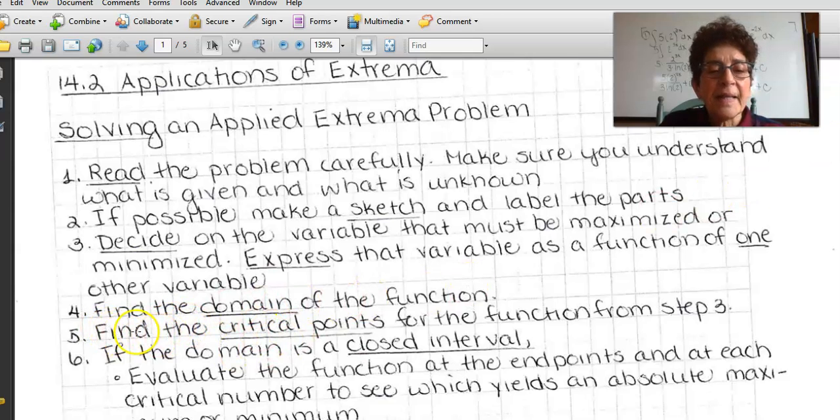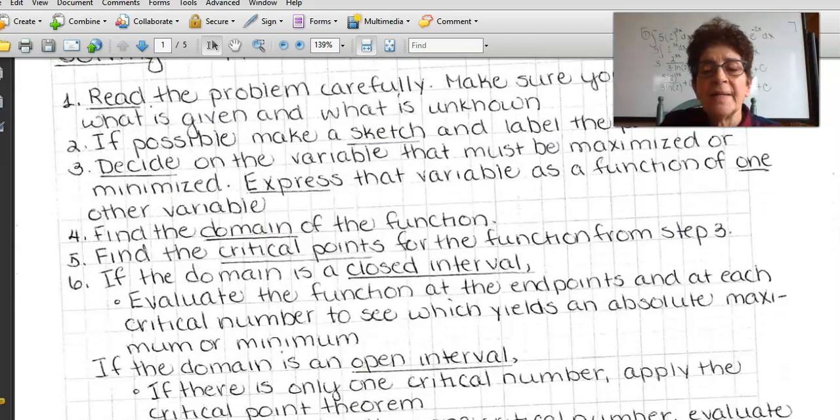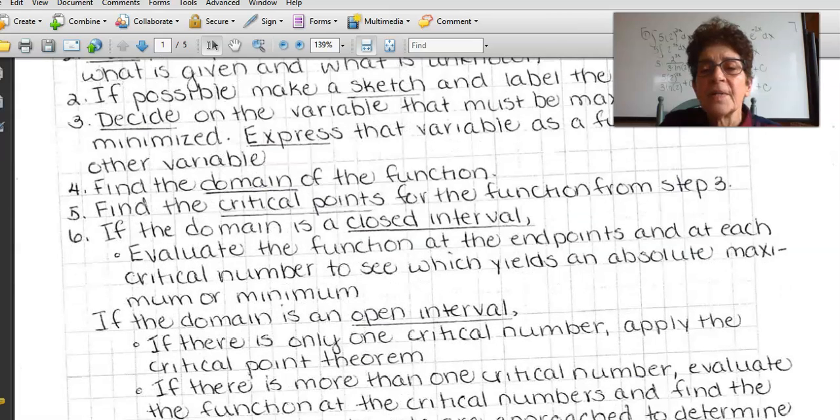Finally we're at a calculus step, number 5. Find the critical points of the function you came up with to relate the quantities in the problem. If the domain is a closed interval, you want to evaluate the function at the endpoints and at each critical number to see which of those yields an absolute maximum or minimum.